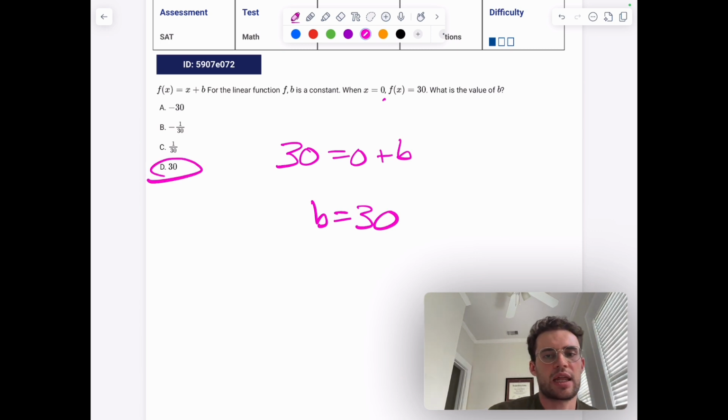You can also think of it as x equals 0. This is your output. This is like your y-intercept. And when you're writing this, you have x plus b. So your slope there is 1. It's 1 times x. And then the plus b should be your y-intercept, which in this case, they told you is 30.